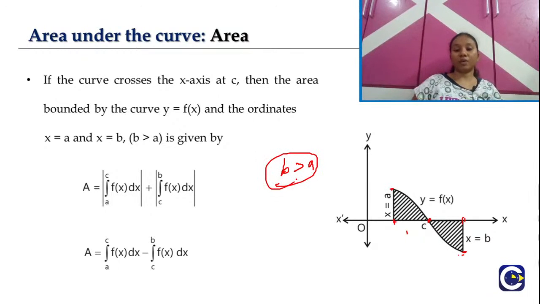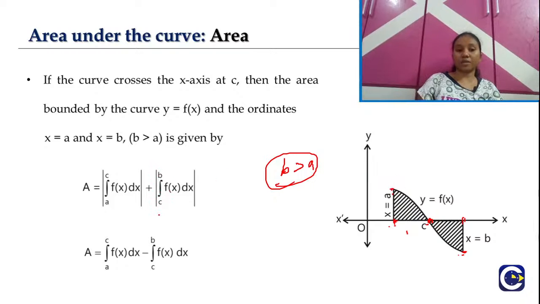So then our required area will be, so the limits are from here to here, from a to c, the first part. So the limits are a to c and the function f of x dx. Whereas here the limits are c to b, f of x dx. So here it is a positive area. If we take the modulus, it will be positive. Here it will be negative.